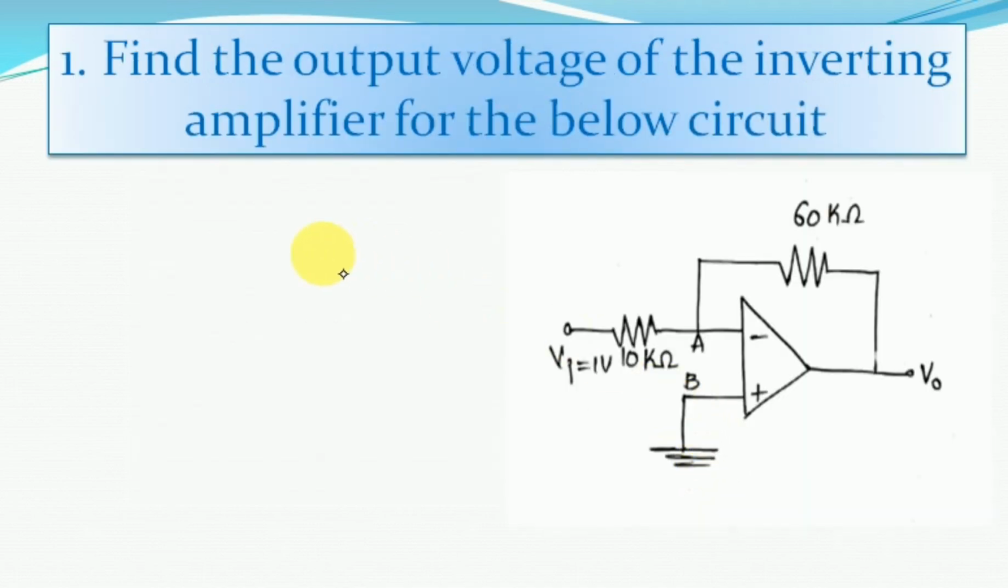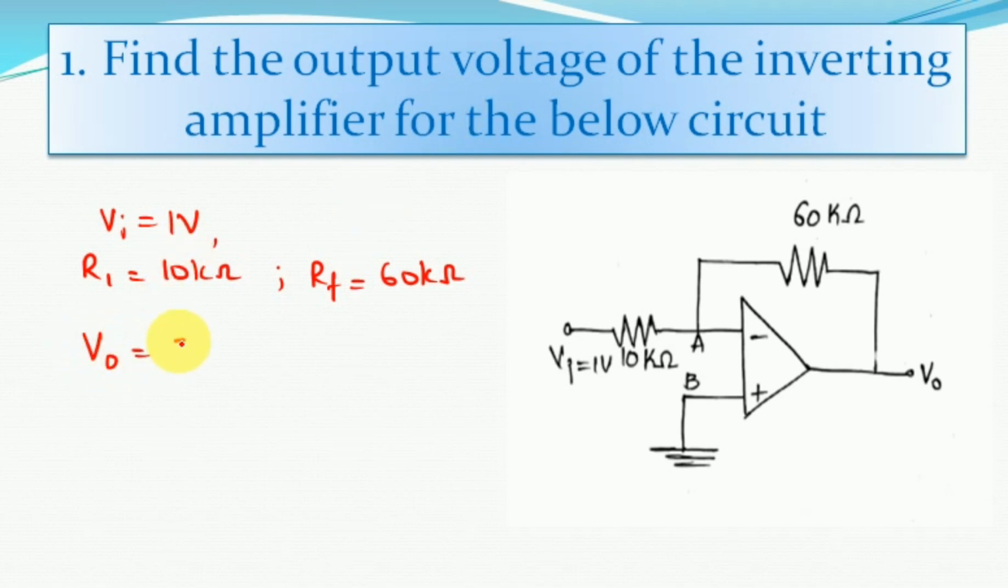Now first they have given the problem, that is, find the output voltage of the inverting amplifier circuit. So this is the inverting amplifier circuit they have given. From this circuit I can write the Vi value they mentioned is 1 volt, the input resistance R1 they have given is 10 kilo ohms, and the feedback resistance Rf is equal to 60 kilo ohms. Now what they have asked, simply they have asked the output voltage V0. From the basic formula, V0 is equal to minus Rf by R1 into Vi. From this simply substitute the values in the equation, and we can get the output voltage.